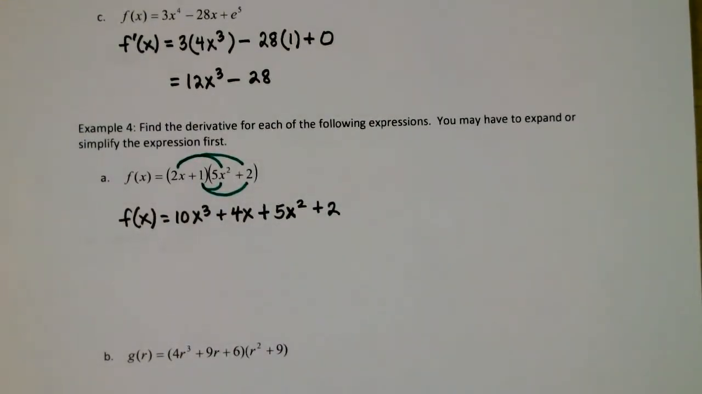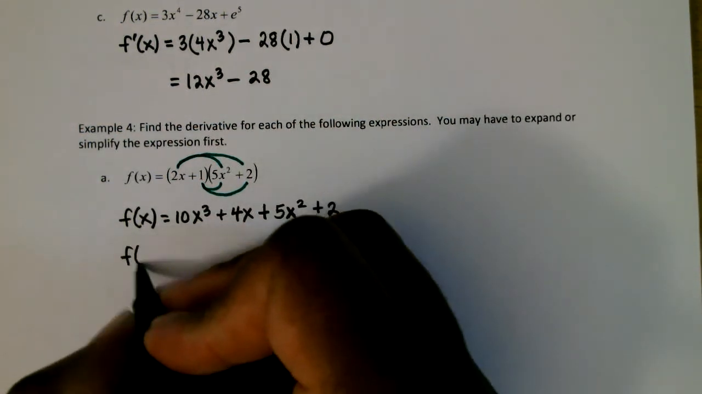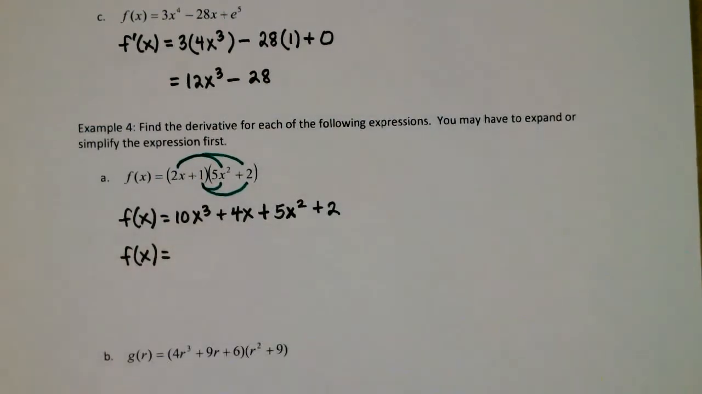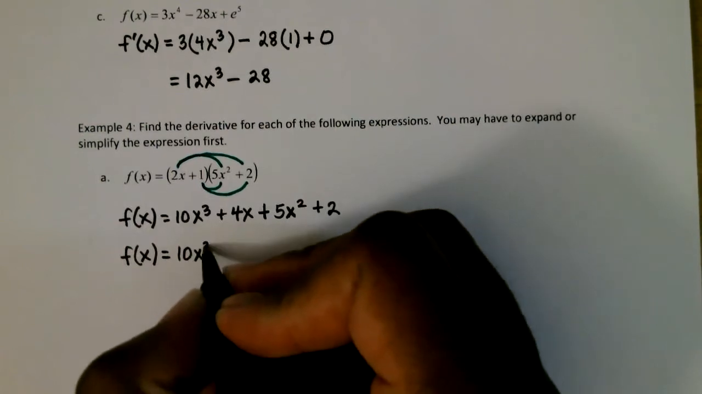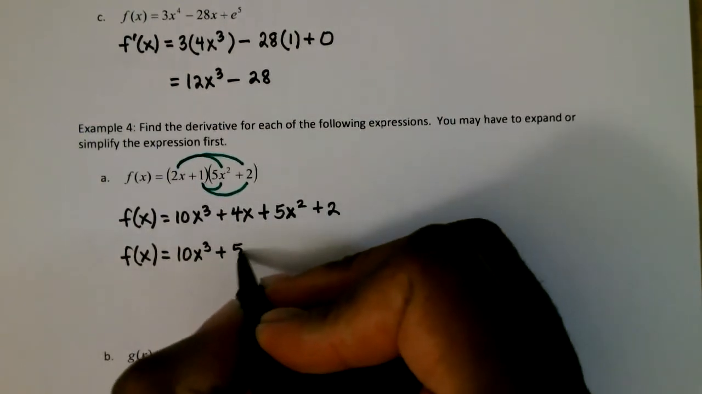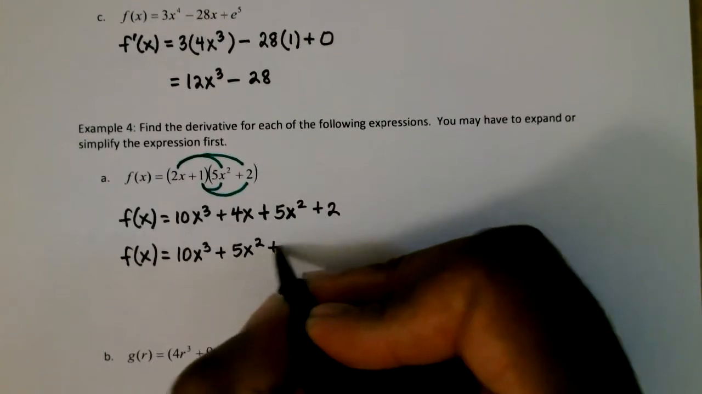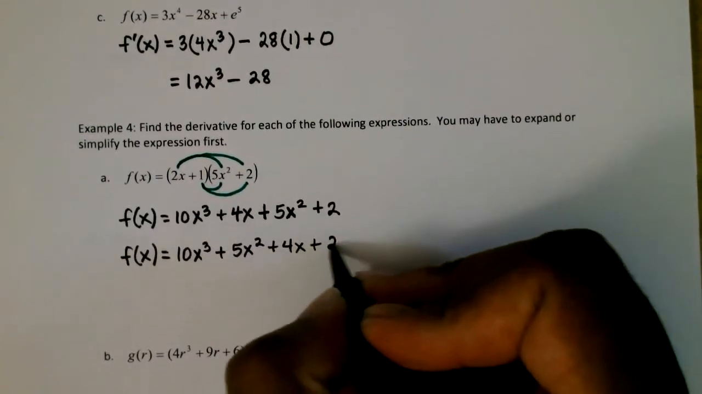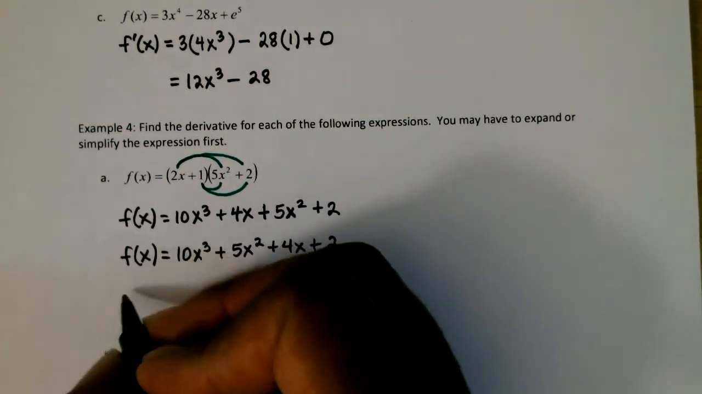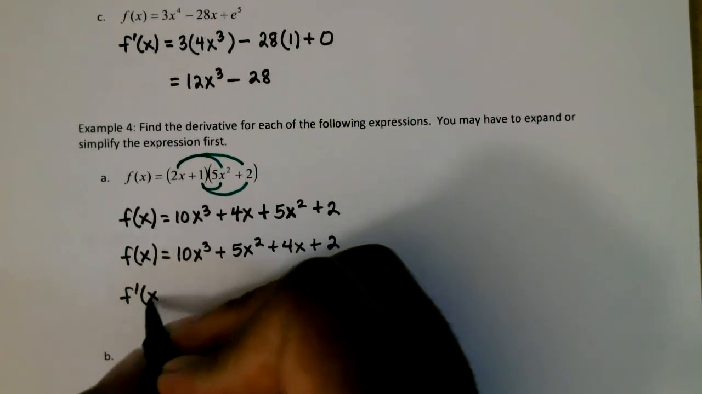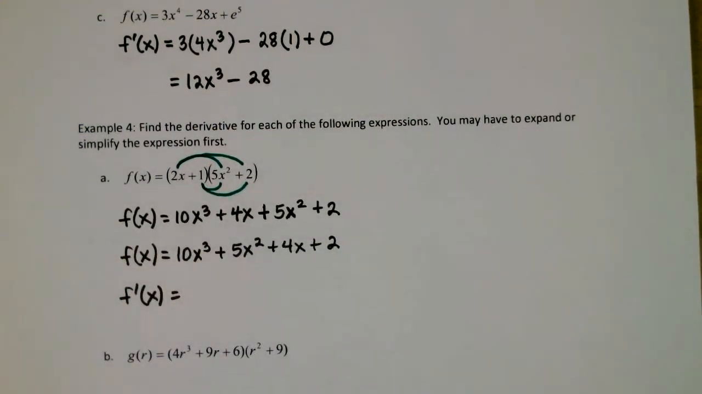Okay. Now, what I would do here is put the terms in descending power. So what I'm going to do is rewrite this as f of x is equal to 10x cubed plus 5x squared plus 4x plus 2. So I'm just rewriting this using descending powers. I do not have any like terms to combine. And now let's take the derivative of this function. So here we're going to find what f prime of x is going to be.